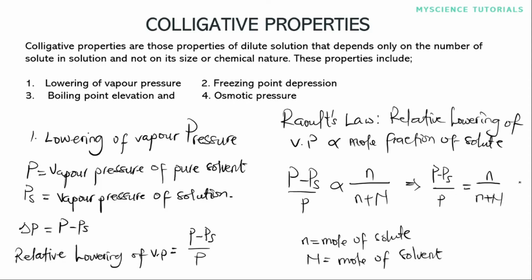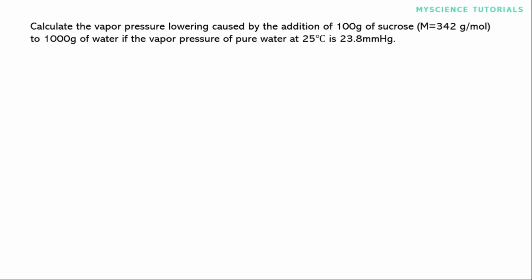Alright, so now that we know this formula, let's look at how to use it to calculate an example. The first example we want to look at is to calculate the vapor pressure lowering caused by the addition of 100 gram of sucrose with a molar mass of 342 gram per mole to 1000 gram of water, if the vapor pressure of the pure water at 25 degrees Celsius is 23.8 mmHg. So let's write down our solution.